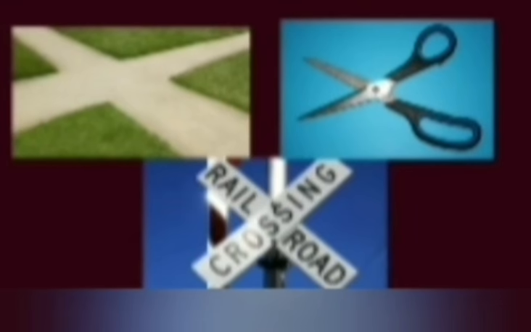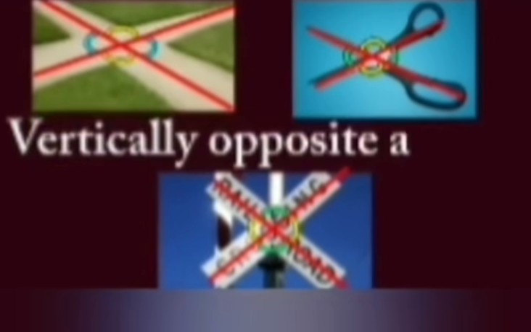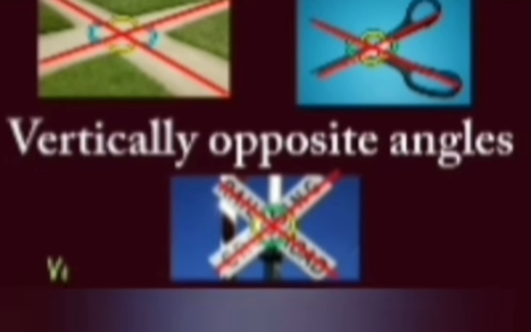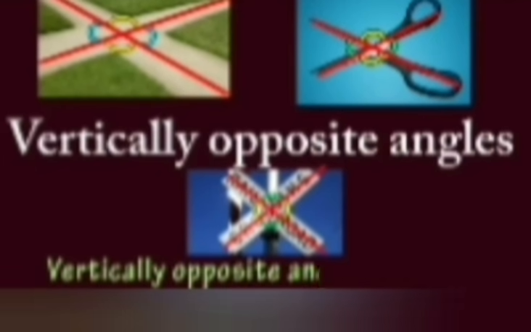Now look at these pictures. The two lines are intersecting, so vertically opposite angles are formed. The angles opposite to each other are equal, you already know this. So they are called vertically opposite angles and they are equal.